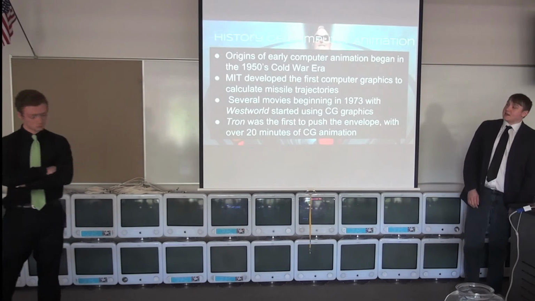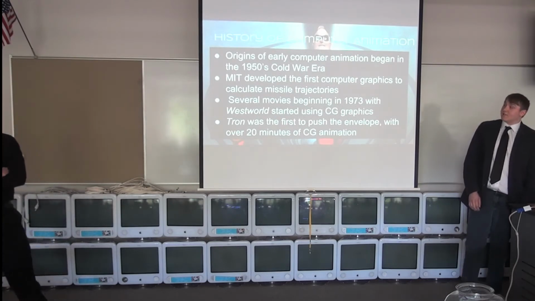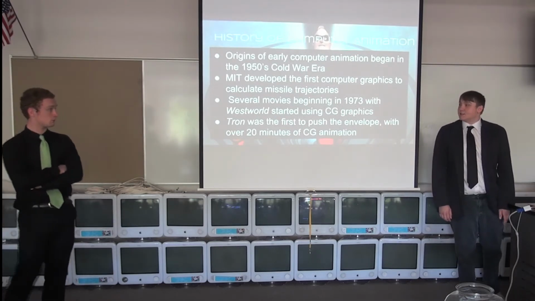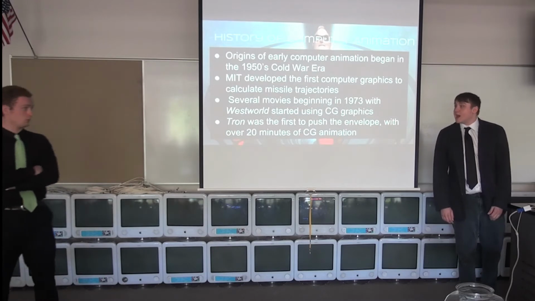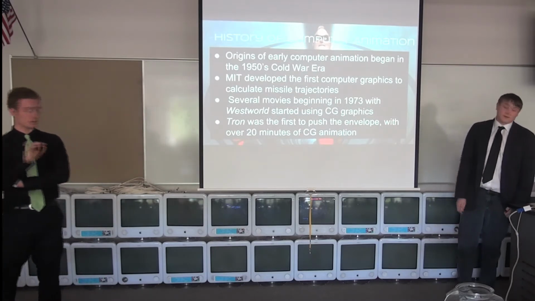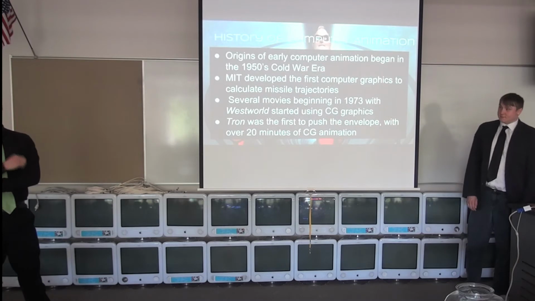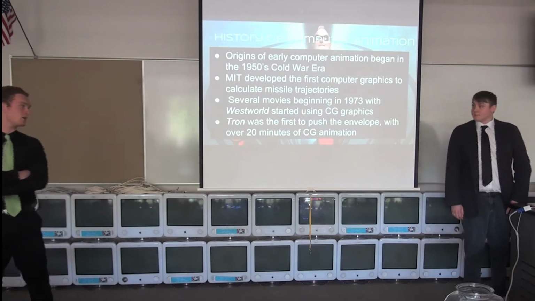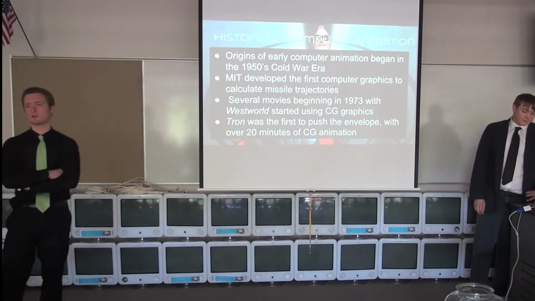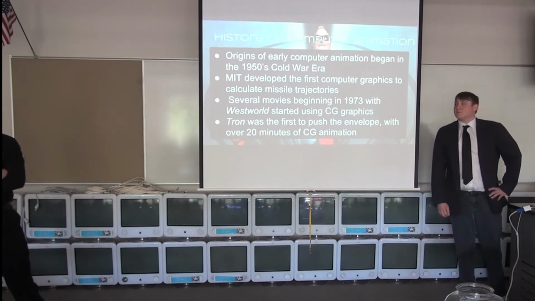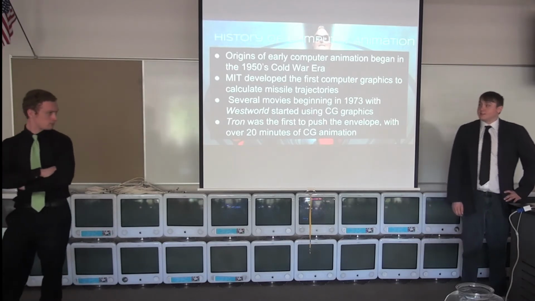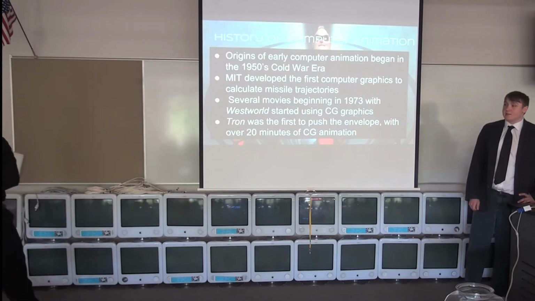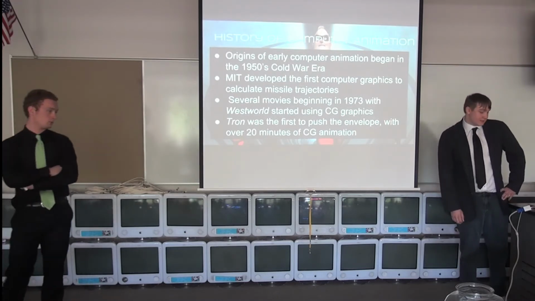And then beginning in the early 1970s, movies started using CG graphics. None of them were completely animated. These were just short little clips of something like a rocket taking off or somebody shooting a gun, just little tiny 5-second things, nothing close to what we have today. The first movie to really push a lot of CG was Tron, and that used a full 20 minutes of CG animation.